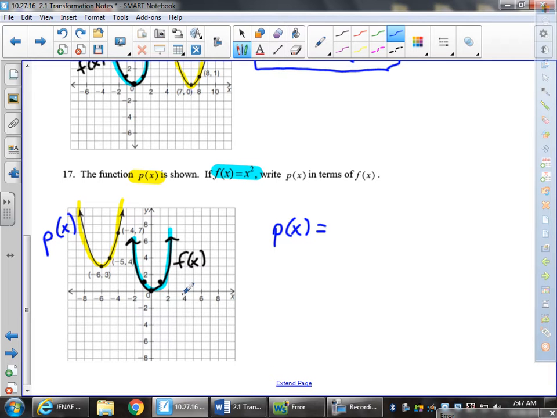Has our graph been shifted left or right? Left. Left, how many? 6. Left 6. Up, comma. So what people are seeing is literally left 1, 2, 3, 4, 5, 6. Left 6, up 3.